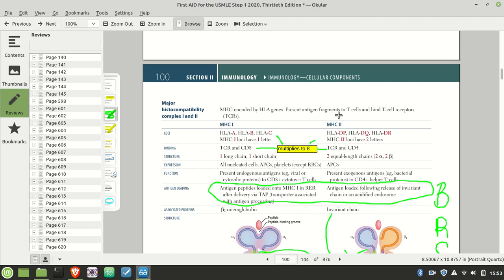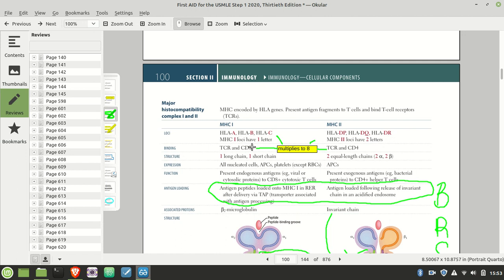MHC1 versus MHC2. Human lymphocyte antigens A, B, and C for 1, because this is 1 letter, 1 letter, 1 letter. MHC2, 2 letters, 2 letters, 2 letters. That's the easiest thing to remember. It's so easy, they even have it here.